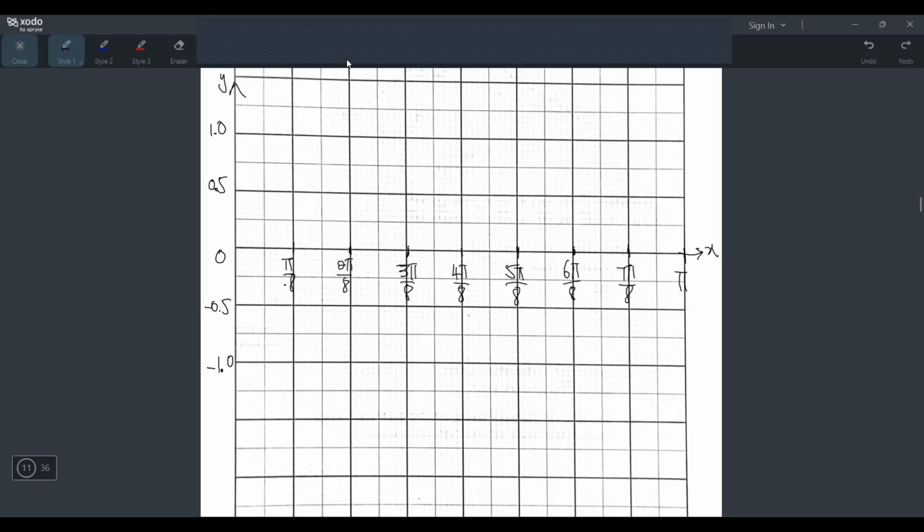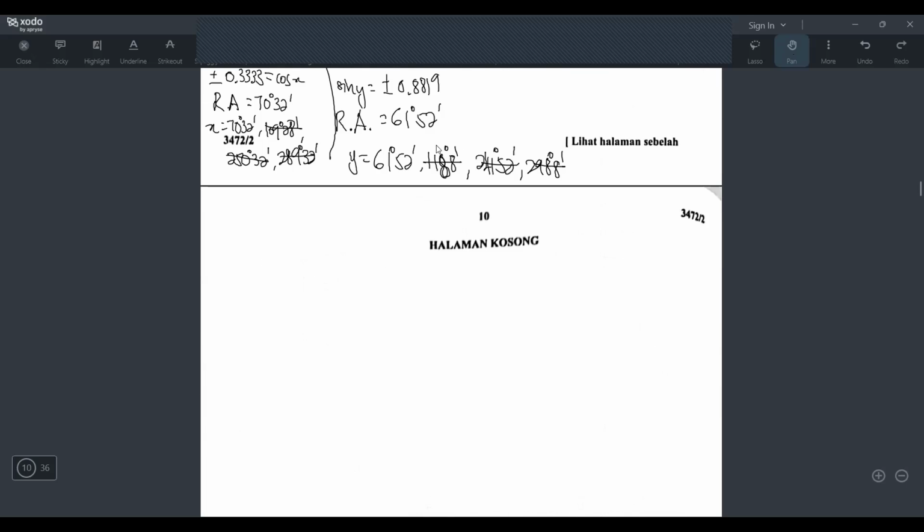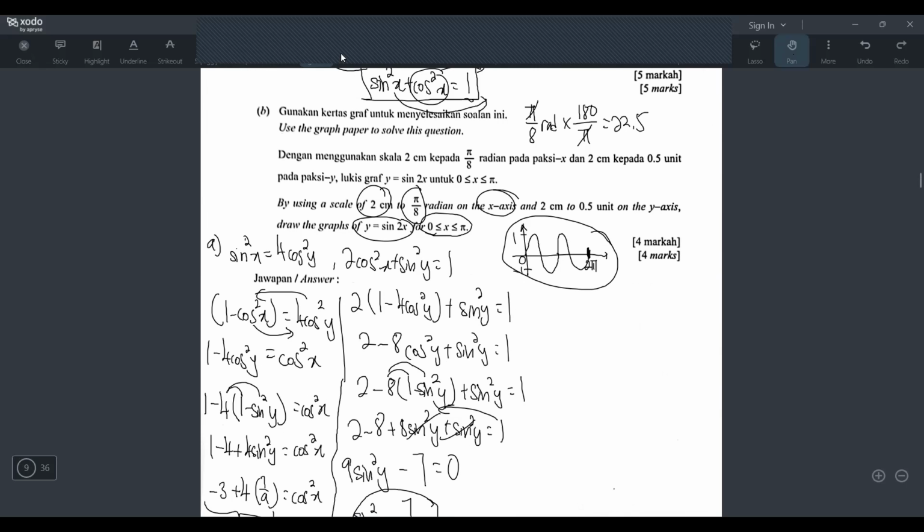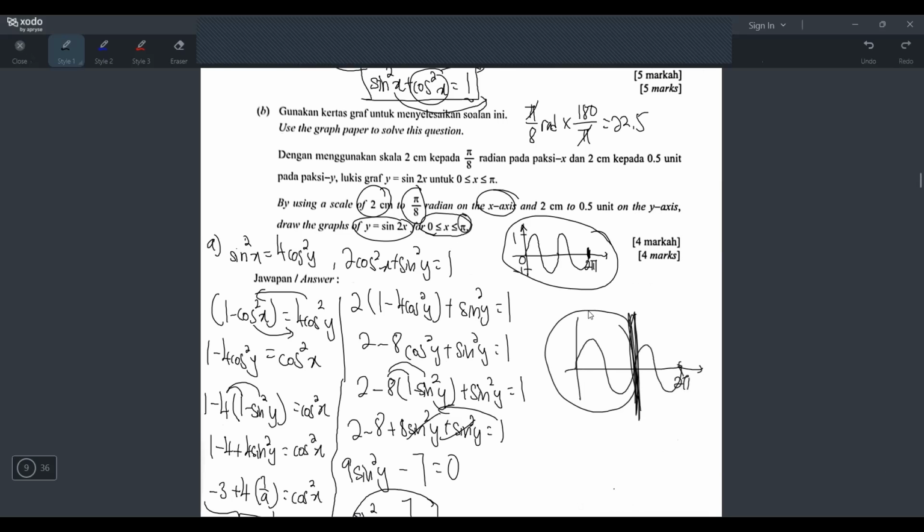So let's draw out the axis. Now we can start to draw the sine graph. We already know this is a sine 2x graph, and the shape must look like a wave, right? It will be two waves, but actually two waves is for 2 pi. If they want until pi, you will draw until here only. It means this is your final answer. It's just one wave, right?